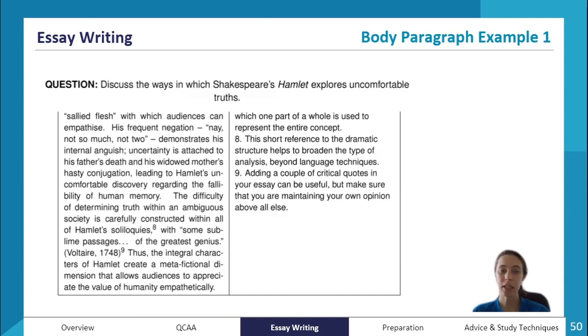"His frequent negation, 'nay, not so much, not to,' demonstrates his internal anguish." Again, those analytical verbs: demonstrates, foreshadows, all of those words that basically mean shows. I keep saying that you should be showing why your thesis is correct. You should be backing that up. And so all of these analytical verbs are picking apart the evidence that is going to then ultimately support the thesis.